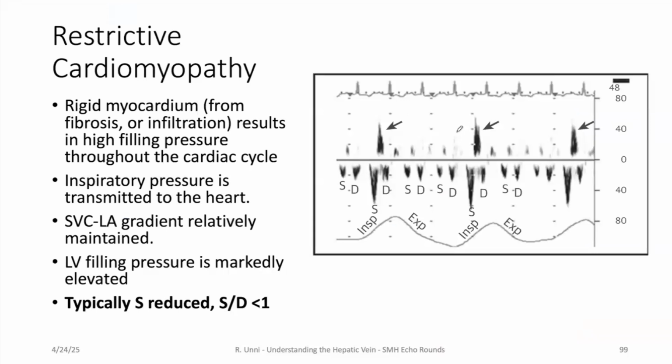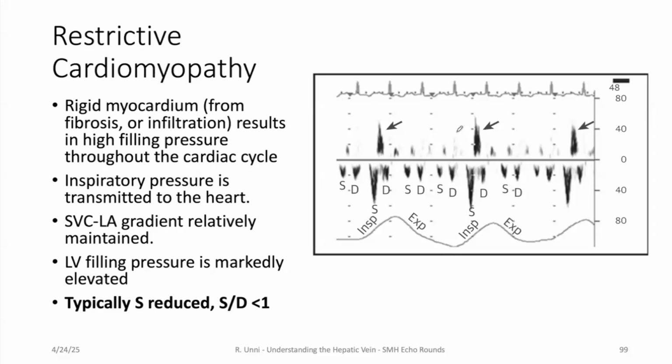During restrictive cardiomyopathy, it's a very different physiology. You have a rigid myocardium, which results in high filling pressure throughout the intracardiac cycle. The inspiratory pressure when you breathe in with restrictive cardiomyopathy is applied to both the intracardiac structures as well as the SVC. That gradient of flow between the SVC and the LA is relatively maintained, and so you don't have this relative big increase in flow from the IVC during inspiration.